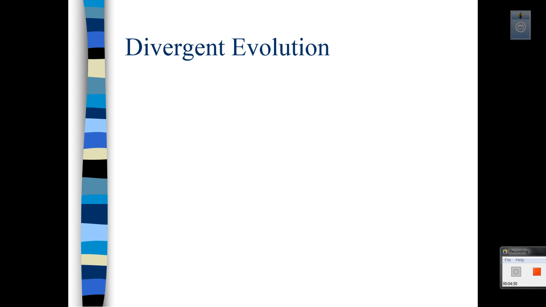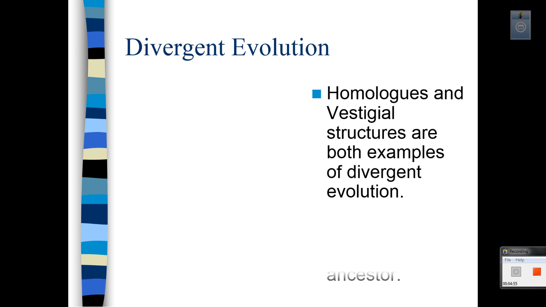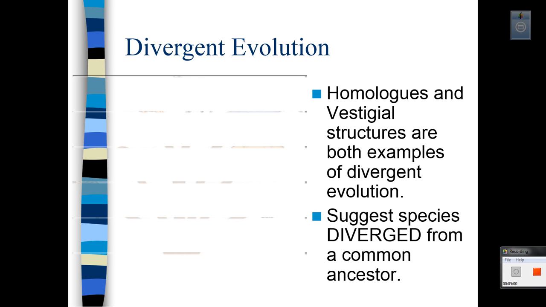Divergent evolution shows how homologous and vestigial structures are related. Divergent evolution suggests that there was a common ancestor that all of these different animals or organisms derived from. They diverged from this common ancestor. So divergent evolution says there was one common ancestor and everything else came from it because of these homologous and vestigial structures.